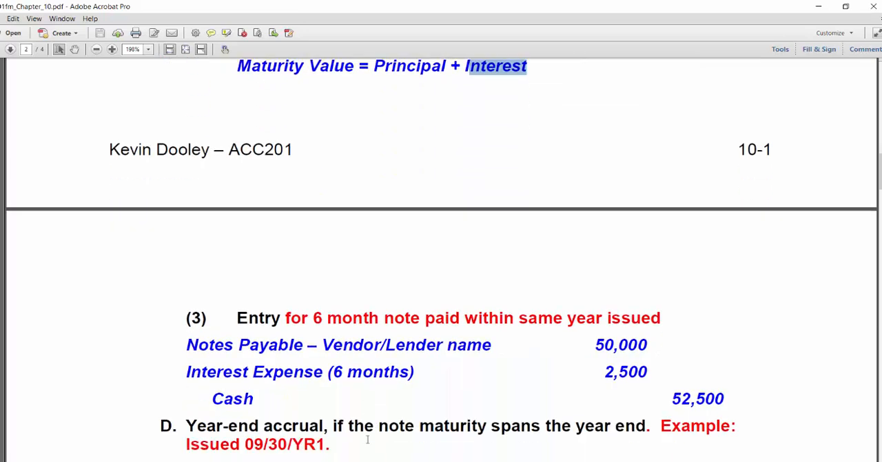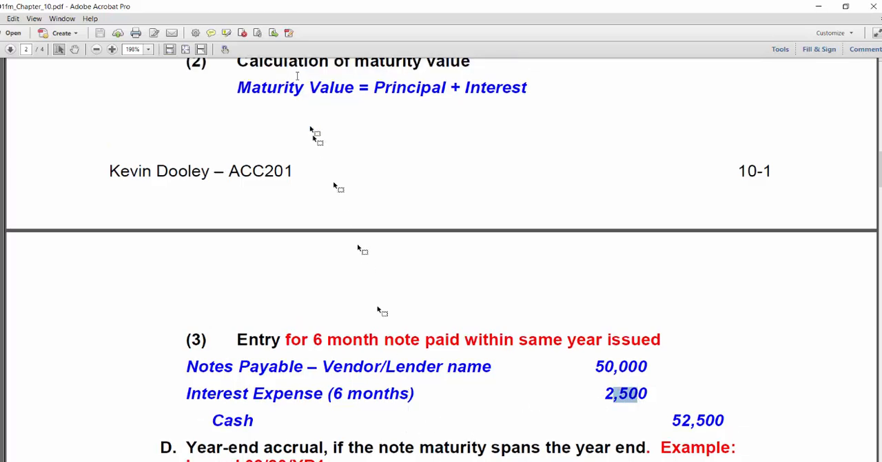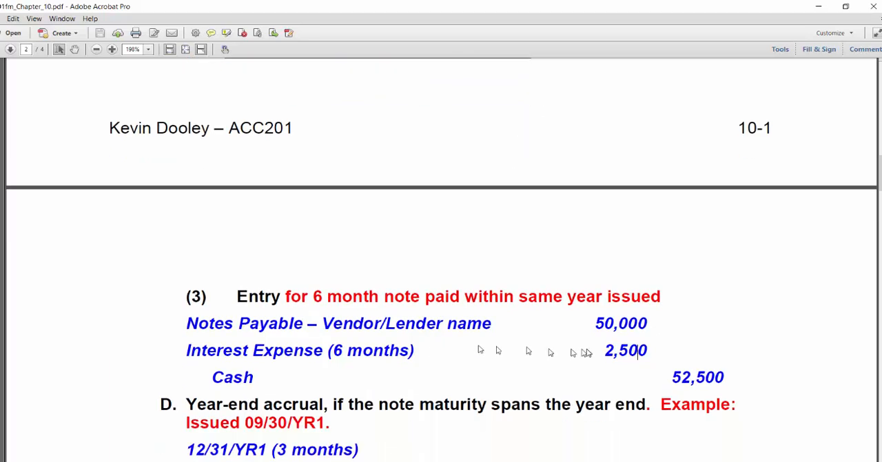So if we had a 6-month note for $50,000 that had interest of 10% per year, then our interest for 6 months would be, instead of $5,000 for a whole year, $2,500 for 6 months. And the amount we'd have to pay back when the note matures, the maturity value, would be the $50,000 that we borrowed plus the interest on the $50,000 for the 6 months that we borrowed it for. So the cash amount is the sum of those two.